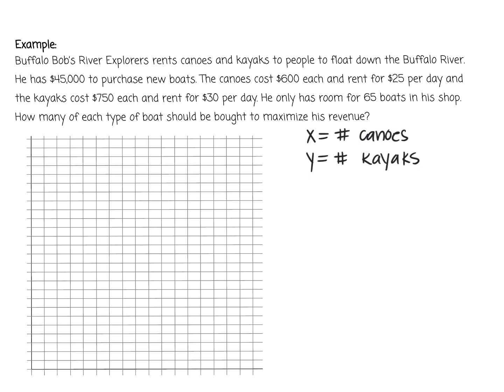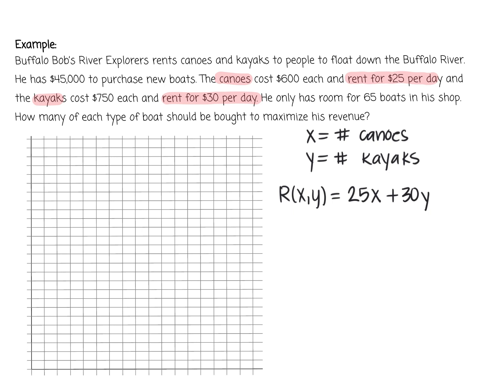So again, we're trying to maximize revenue, so that tells me R of x, y equals, so I want to pick out my revenue. You rent canoes for $25 per day, and kayaks rent for $30 per day. So that tells me 25x plus 30y is my revenue equation. Now I'm going to start with my inequalities.